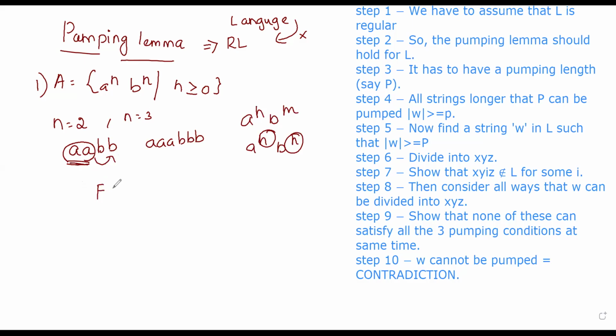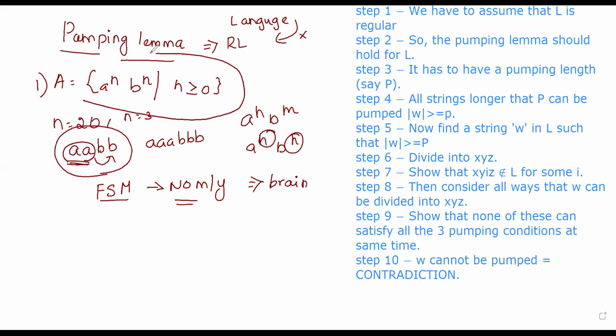Since we are in the topic of finite state machines, a finite state machine has no memory, so it cannot remember how many times a came. For example, it could be 2 or 20; the machine has to remember that a came 20 times. This machine doesn't have any memory power, it has no brain to store how many times a came. Because of that, this language will not be accepted by a finite state machine theoretically.